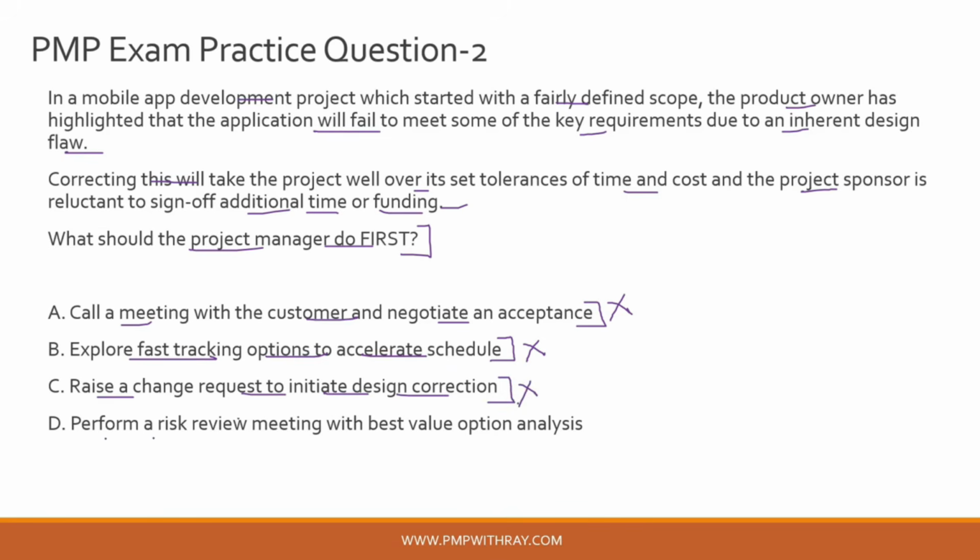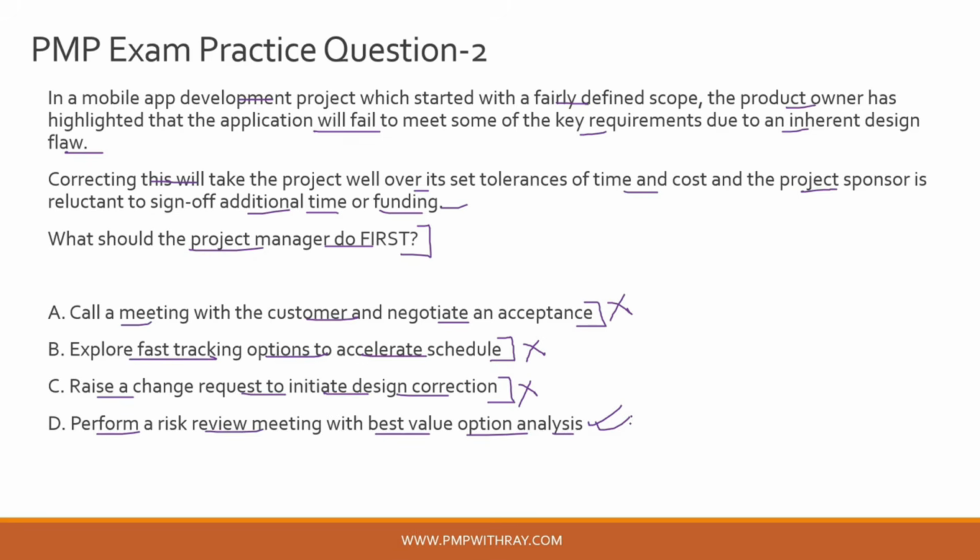Now let's look at the final option, which is option D. Perform a risk review meeting with best value option analysis, and that looks like a very feasible option to me. Now when you do a risk review meeting, you evaluate the different options as a part of the risk response. Okay, so for example, in this scenario, a risk response could be rolling out a mini version of the project as a minimum viable product. That can be one of the responses.